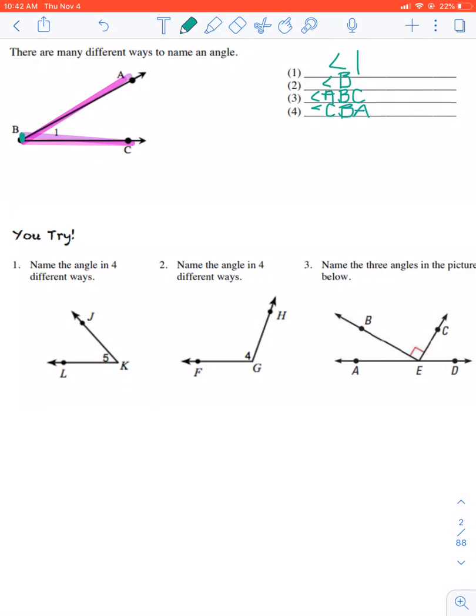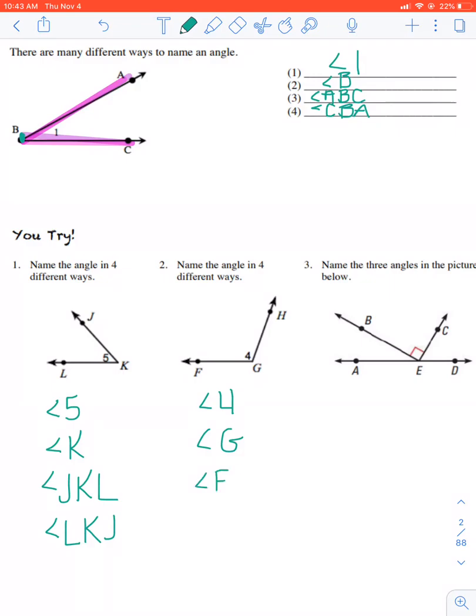All right, so the first one is 4 different ways we want to name it. So by the inside is angle 5. By the vertex is angle K. By the 3 points, we can start at J and go J, K, L. Or we could start at L and go L, K, J. So there's your 4 ways. Number 2, start at the inside. You have angle 4. The vertex is angle G. You could start at F and do F, G, H. Or you could start at H and go H, G, F.